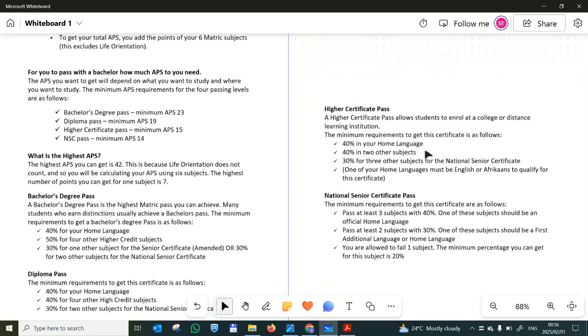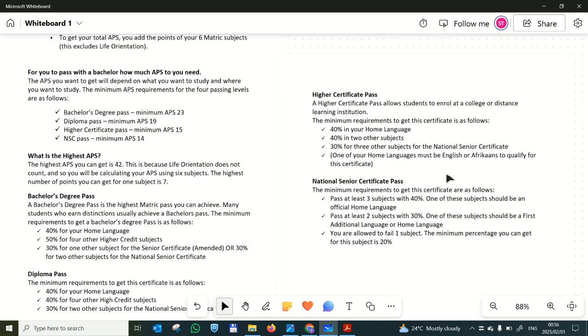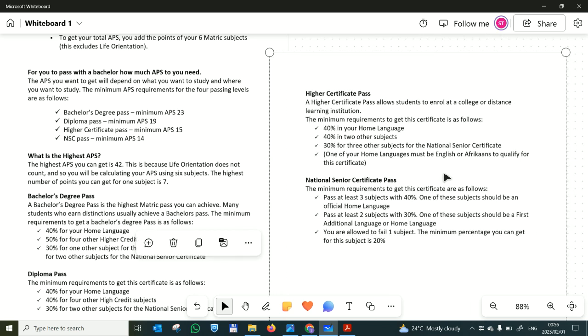Then you will have a higher certificate pass, where you will need the following requirements. Also note that a higher certificate pass allows you to enroll at colleges or distance learning institutions. We're going to do a video in terms of where you can get admitted with your results. We'll discuss that later. The minimum requirements to get the certificate are as follows: 40% in your home language, 40% in 2 other subjects, 30% for 3 other subjects for the national senior certificate. One of your languages must be English or Afrikaans to qualify for the certificate.